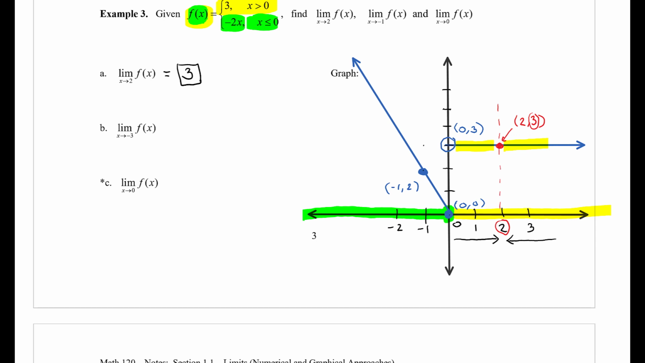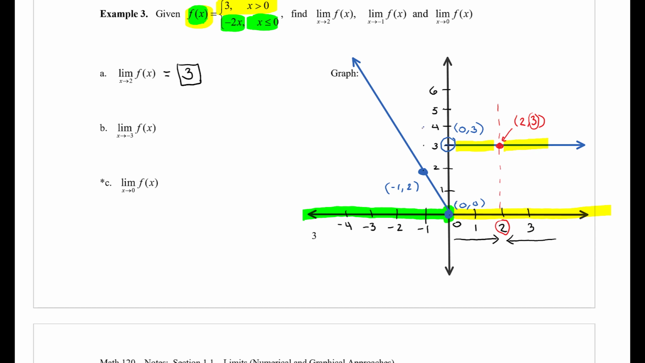Now, I'm going to extend some more tick marks here on the y-axis. So I'm going to go up to 1, 2, 3, 4, 5, 6. So I'm going from 0 to 6 by scale of 1 on the y-axis. Here on B, it says the limit as x approaches -3 of f of x. So now I need to focus on that x value of -3.